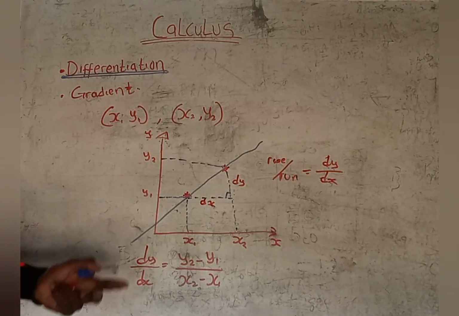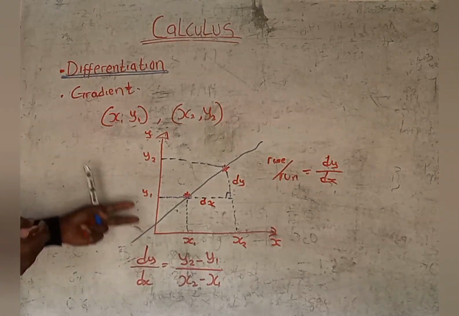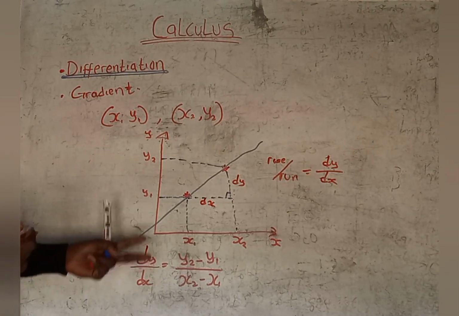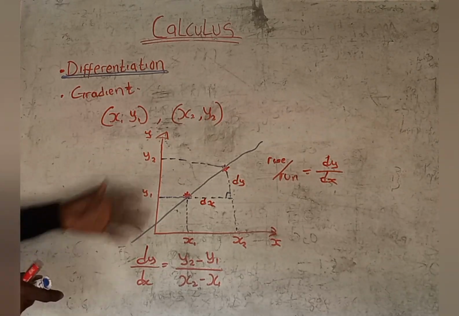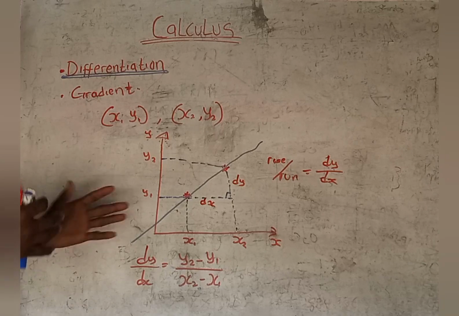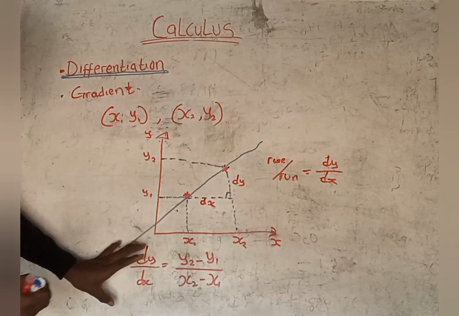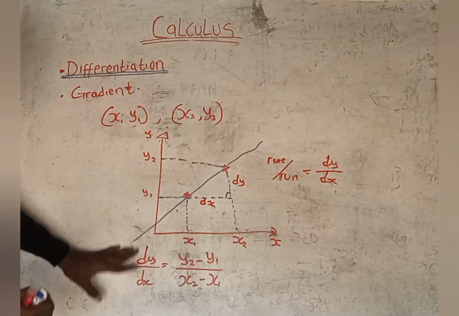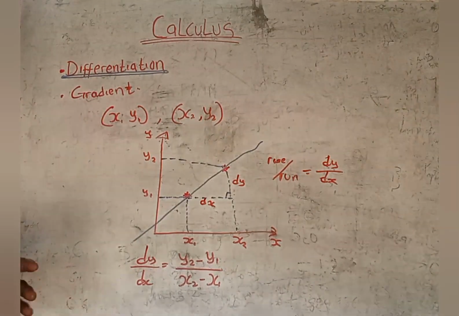Don't worry, I'm going to be showing you how we apply this when we are told to calculate the gradient of a line between two points. I'm going to be solving questions on that. But this is how we derive dy dx. This is why they call dy dx the gradient, and gradient is also known as slope. Kindly follow me carefully.